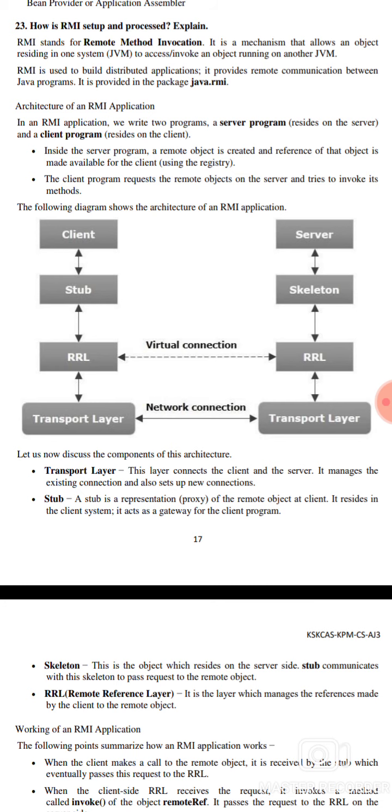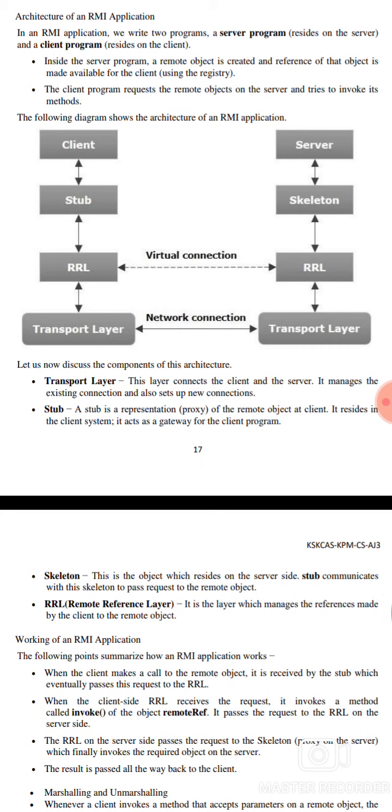In the server program, the remote object is created and a reference to the object is made available for the client. The client program requests the remote object on the server and tries to invoke its methods. The architecture of an RMI application: client stub, RRL transport layer, server skeleton, RRL transport layer.